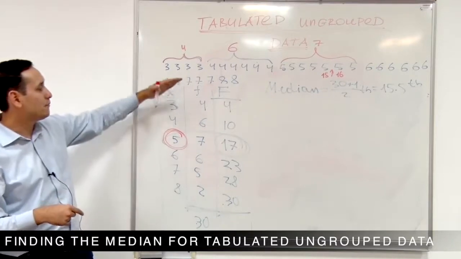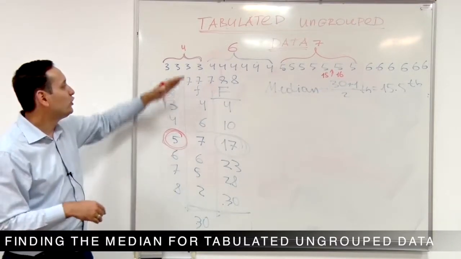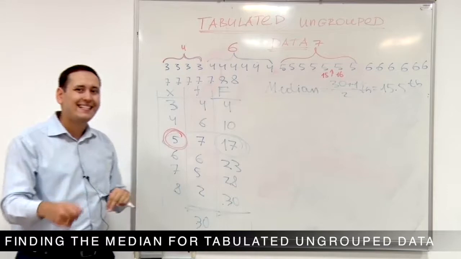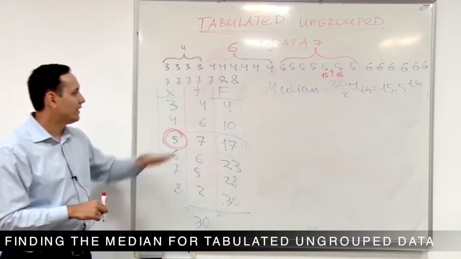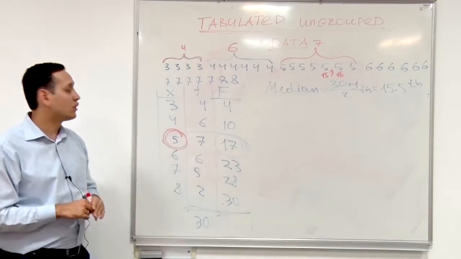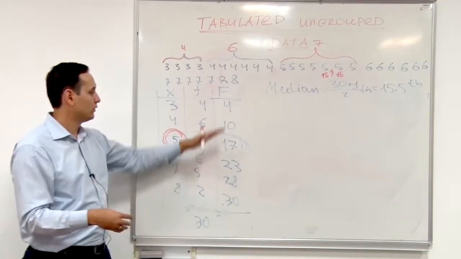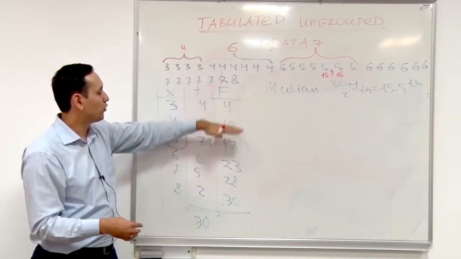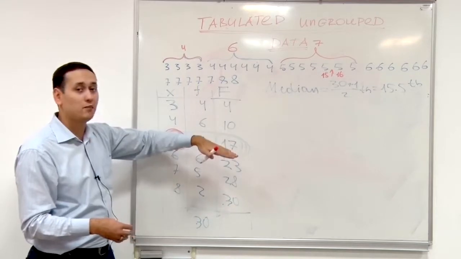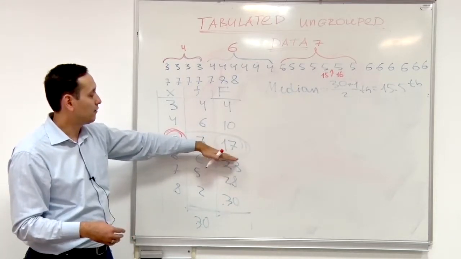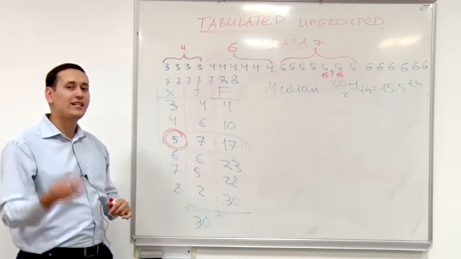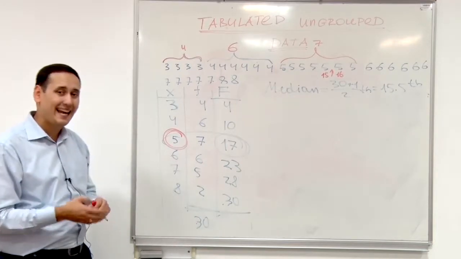While calculating the median for the tabulated data, you don't have to show the sequence of numbers. The cumulative frequency column will do everything for you. So here we have up to 4 numbers, here we have up to 10 numbers, and here we have up to 17 numbers, which includes 16 and 15.